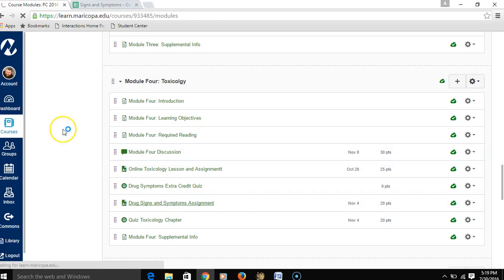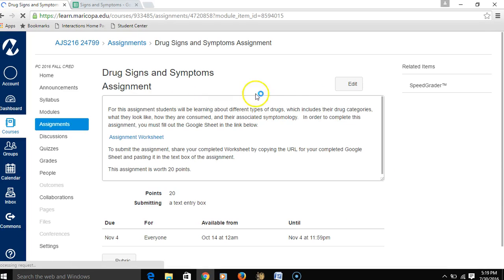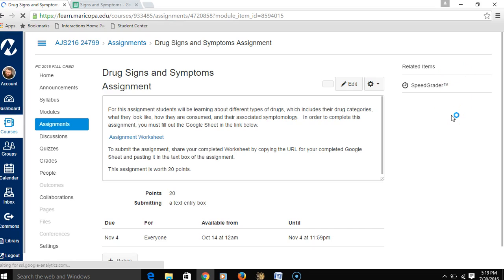I'm going to go ahead and click on that assignment, and I want to show you how to actually complete that assignment. As we click on it, you can see the instructions for the assignment. It tells you that for this particular assignment, you're going to be learning about drugs. In particular, you're going to learn a little bit more about drug categories, what drugs look like, how they're consumed, and a little bit of their associated symptomology.